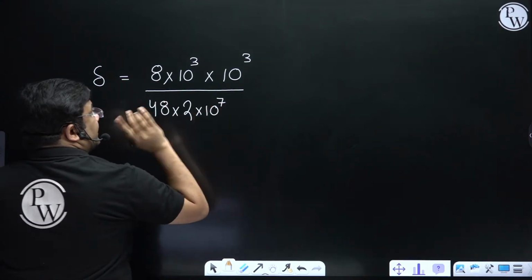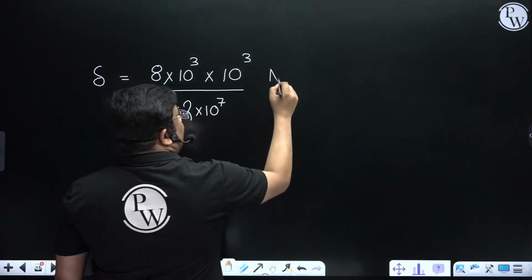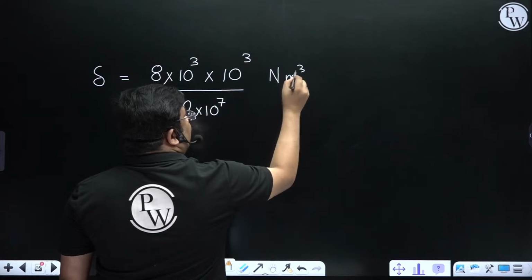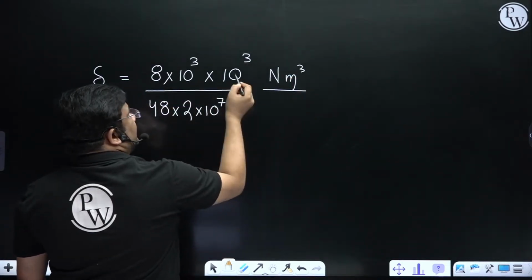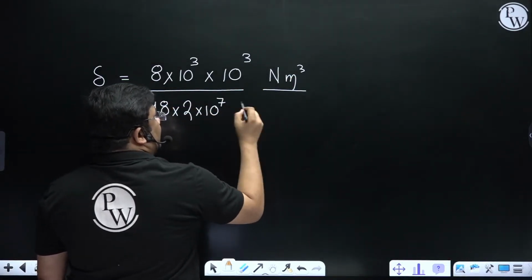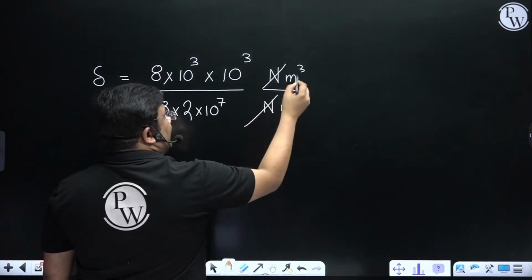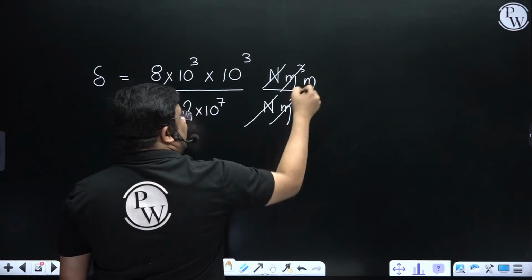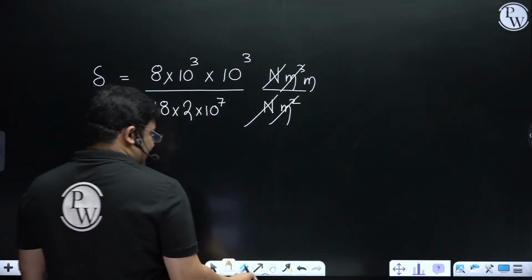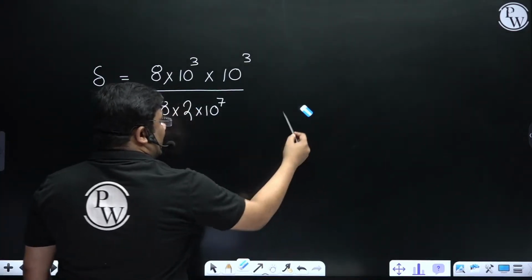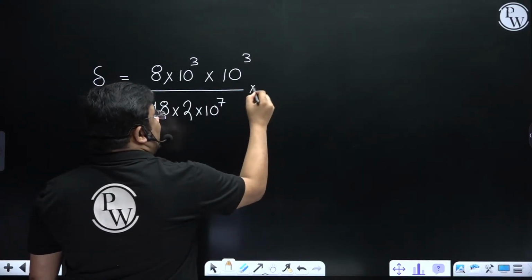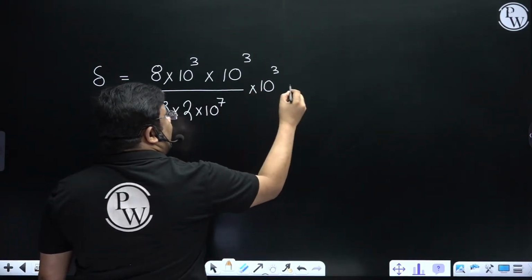Now see the units carefully. This is Newton meter cube, right? Because this is Newton and this is meter cube. And EI was Newton meter square. So I will be getting this in meter. If I want it in mm, what will I do? I'll multiply by 10 to the power 3, so I'll get it in mm.